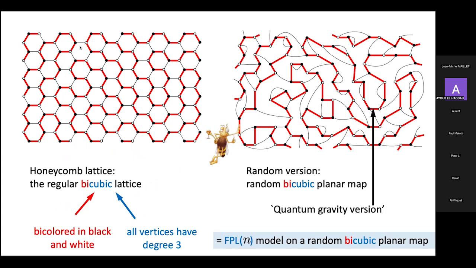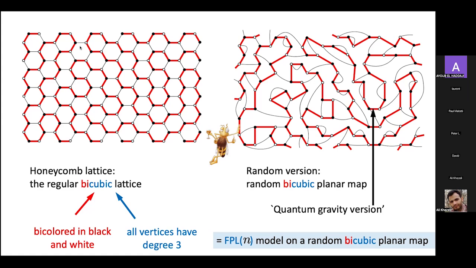And then you make it a bit disordered. Your B is drunk a bit too much, and you start by disordering the lattice. So the random version to the right, the random bicubic planar map. What happens is that all the faces of your map now have even degrees, an even number of edges, right? Before it was 6, now it's just an even number. So it's the quantum gravity version, in the parlance of physics.